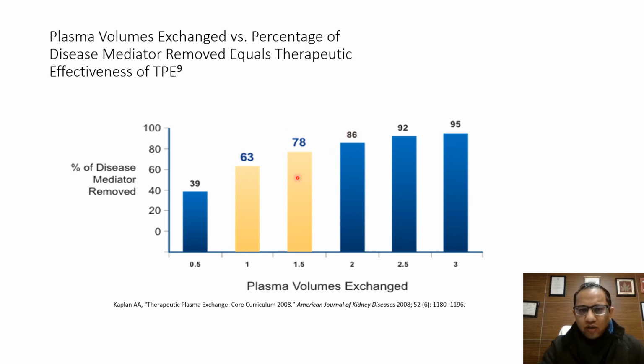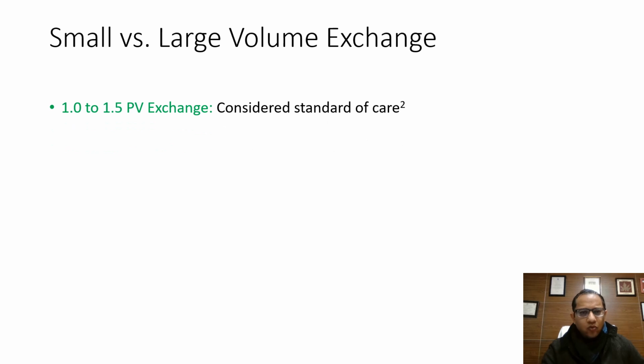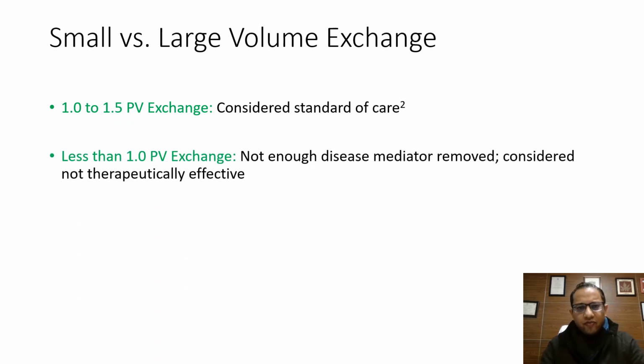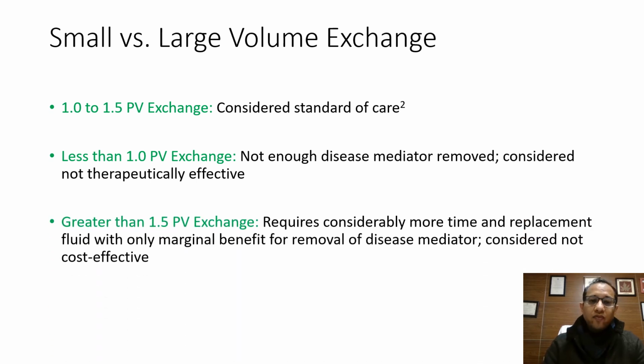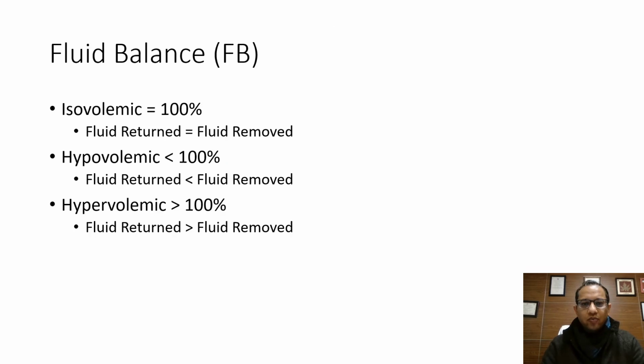Obviously, if you have 76 to 78% of the disease mediator already removed in 1.5 plasma volume, you don't want to go higher than that, because then unnecessarily there will be a cost involved, the replacement fluid will be more, and obviously there is a chance of bleeding. So small versus large volume, 1 to 1.5 is considered the standard of care. With less than one plasma volume, not enough disease mediator is removed and it is not very therapeutically effective. But greater than 1.5 requires considerably more time, more replacement, and only marginal benefit. So best is to go for 1 to 1.5 plasma volume.